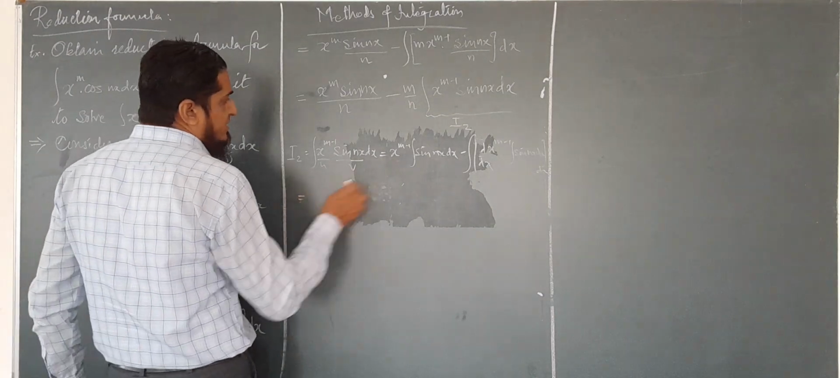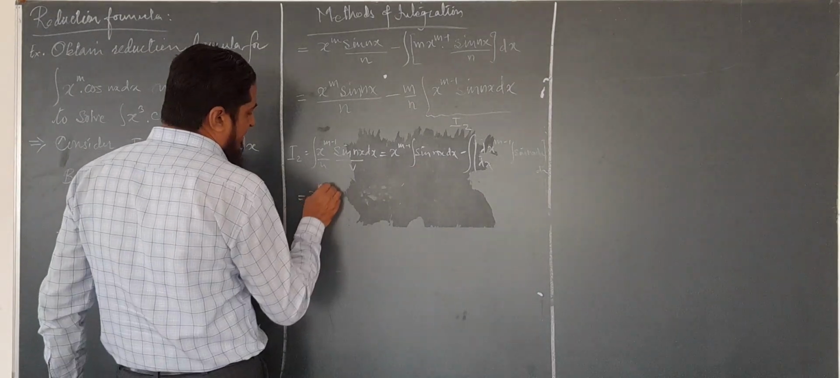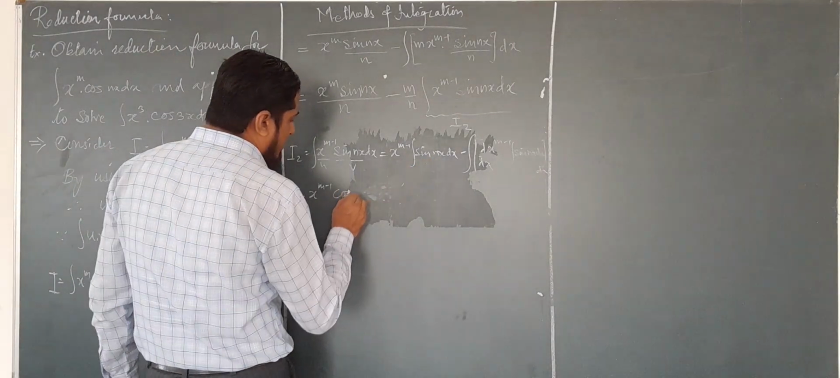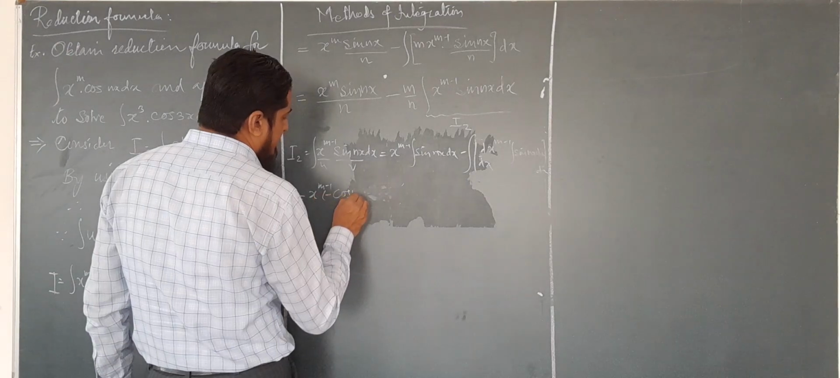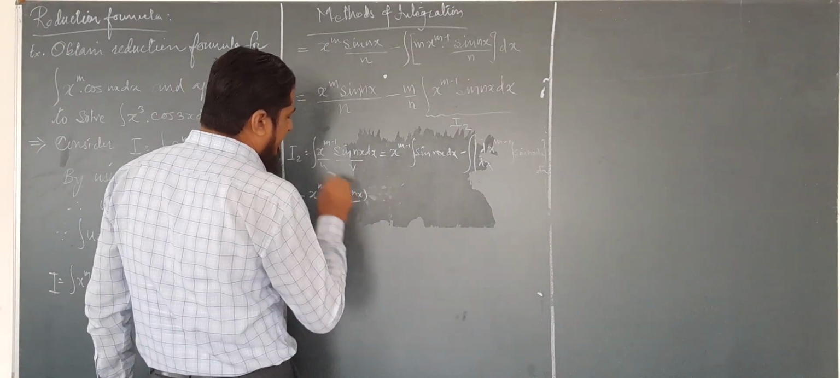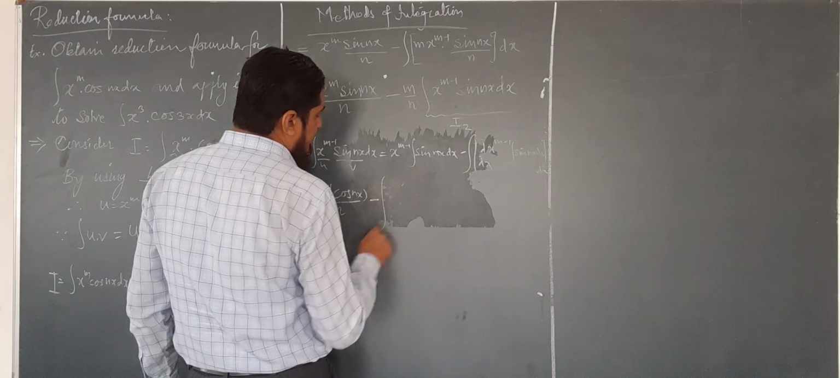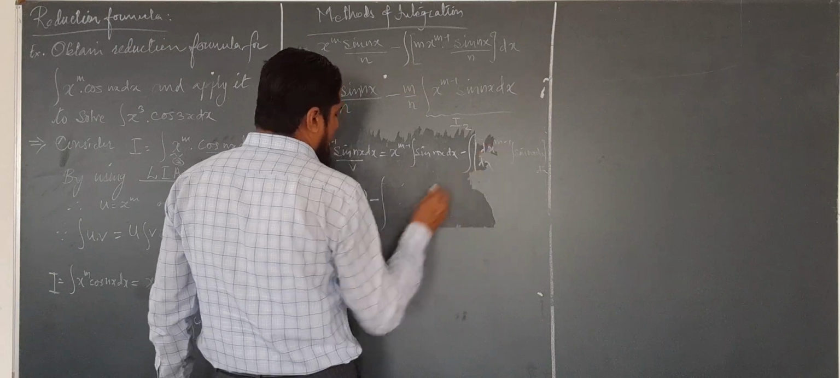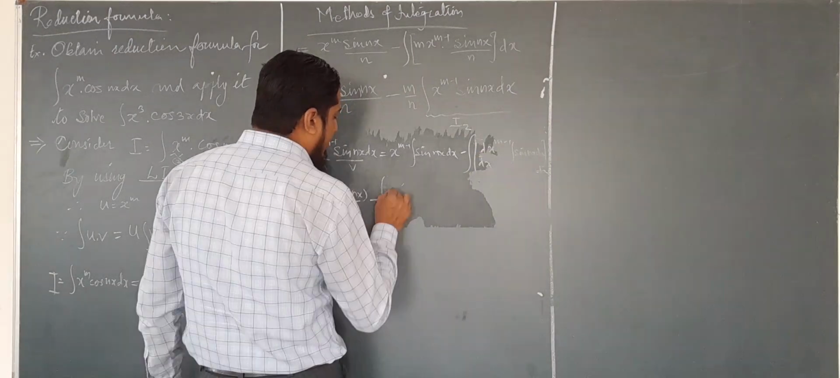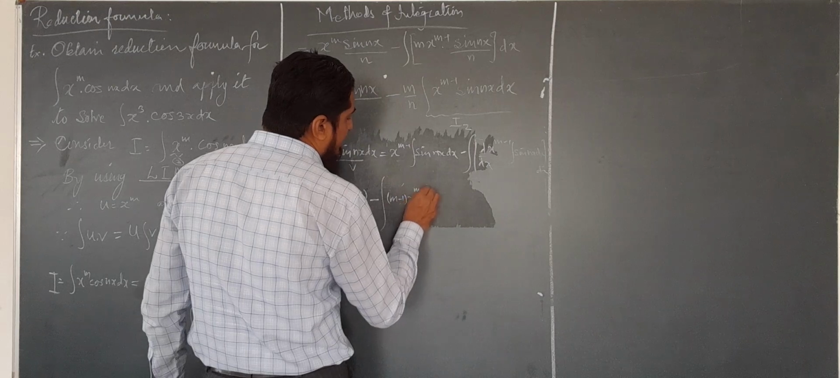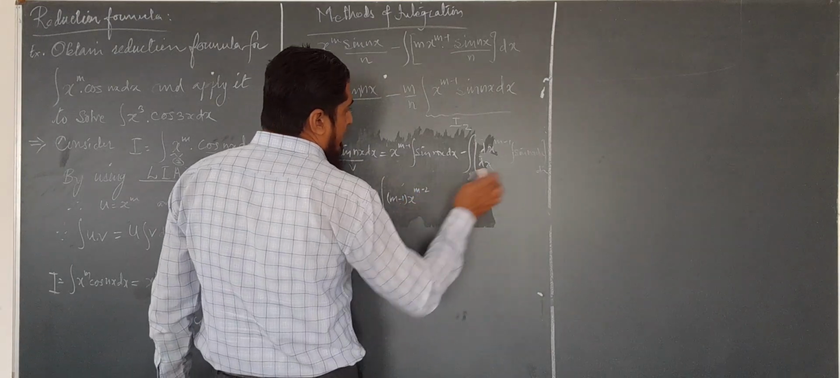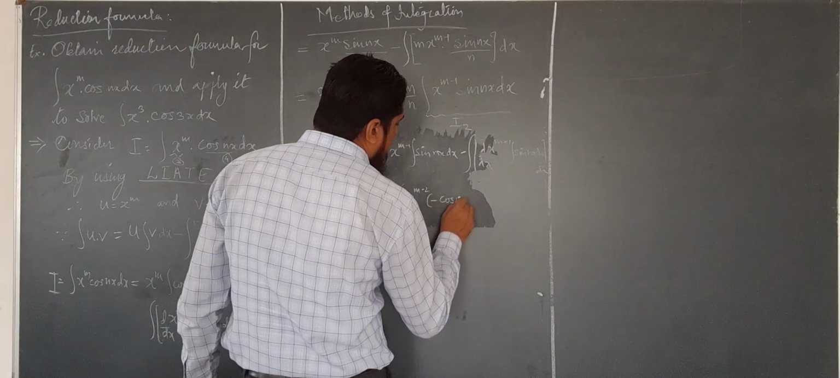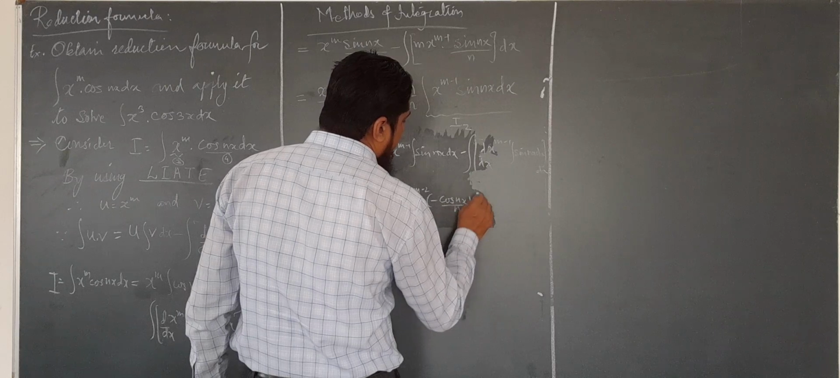Now after simplifying, we will get x raised to m minus 1, integration of sin nx will give us minus cos nx upon n, minus integration of the derivative of x raised to m minus 1, which will give us m minus 1 x raised to m minus 2, and integration of sin nx will give us minus cos nx upon n dx.